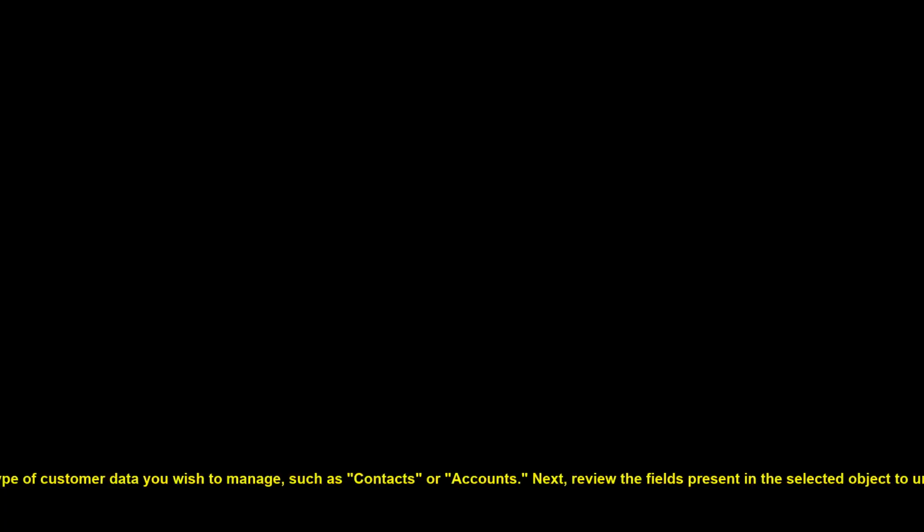Select the object that corresponds to the type of customer data you wish to manage, such as contacts or accounts. Next, review the fields. If you need to add new fields, click on Fields and Relationships and then select New. Choose the field type that best suits the data you want to capture. Once finished, ensure you save your changes before returning to the object details.